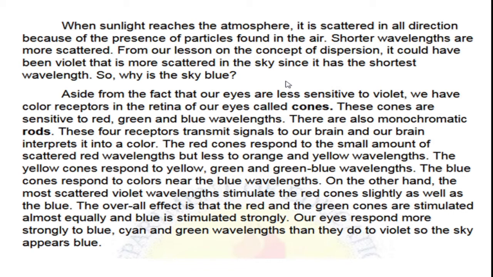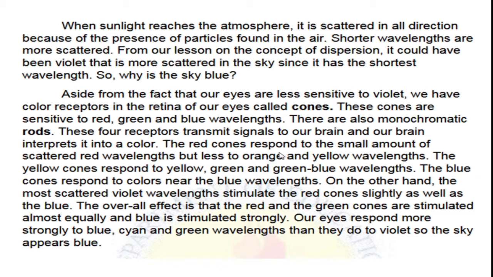So, aside from the fact that our eyes are less sensitive to violet, we have color receptors in the retina of our eyes called cones. Mayroon po tayong cones sa mata natin. These cones are sensitive to red, green, and blue wavelength. Tandaan nyo yung cones po, nandun po yan sa retina natin. Yan po sensitive sa kulay na red, green, at blue wavelength. There are also monochromatic rods. These four receptors transmit signals to our brain, and our brain interprets it into a color.